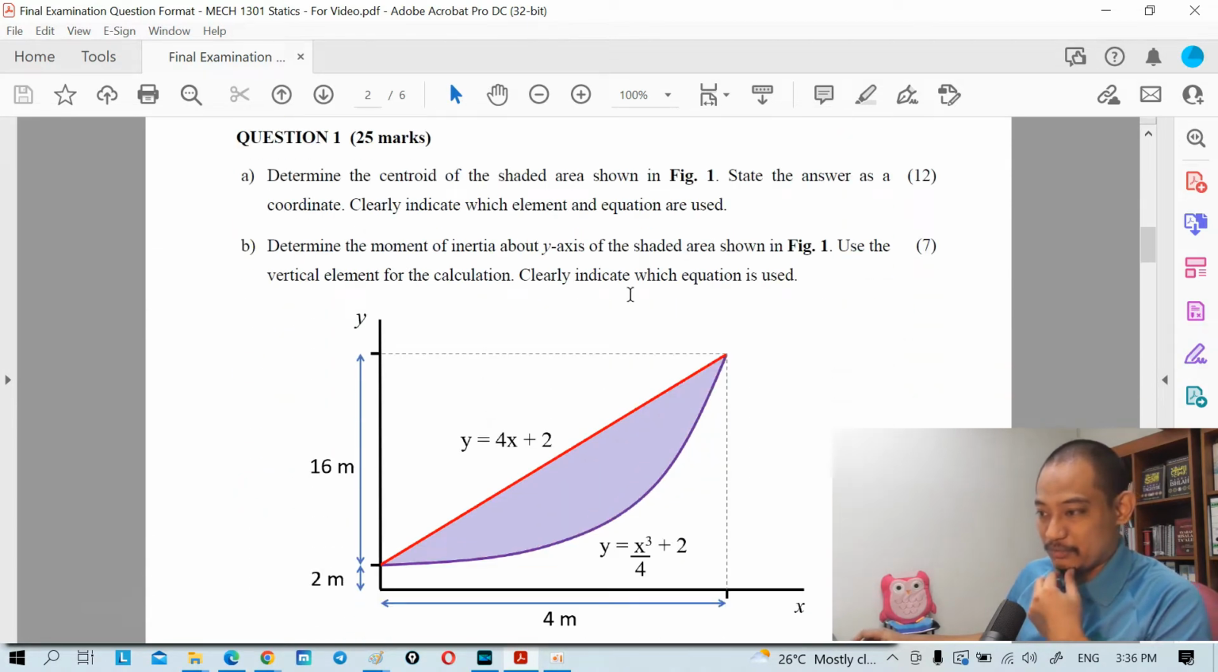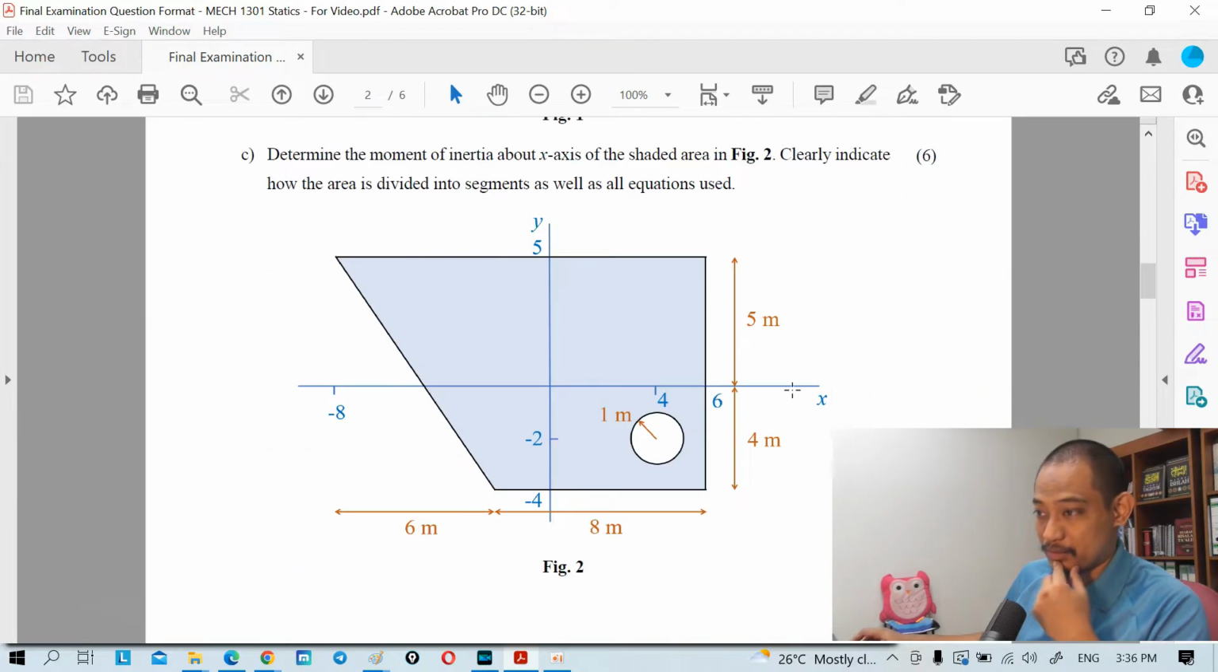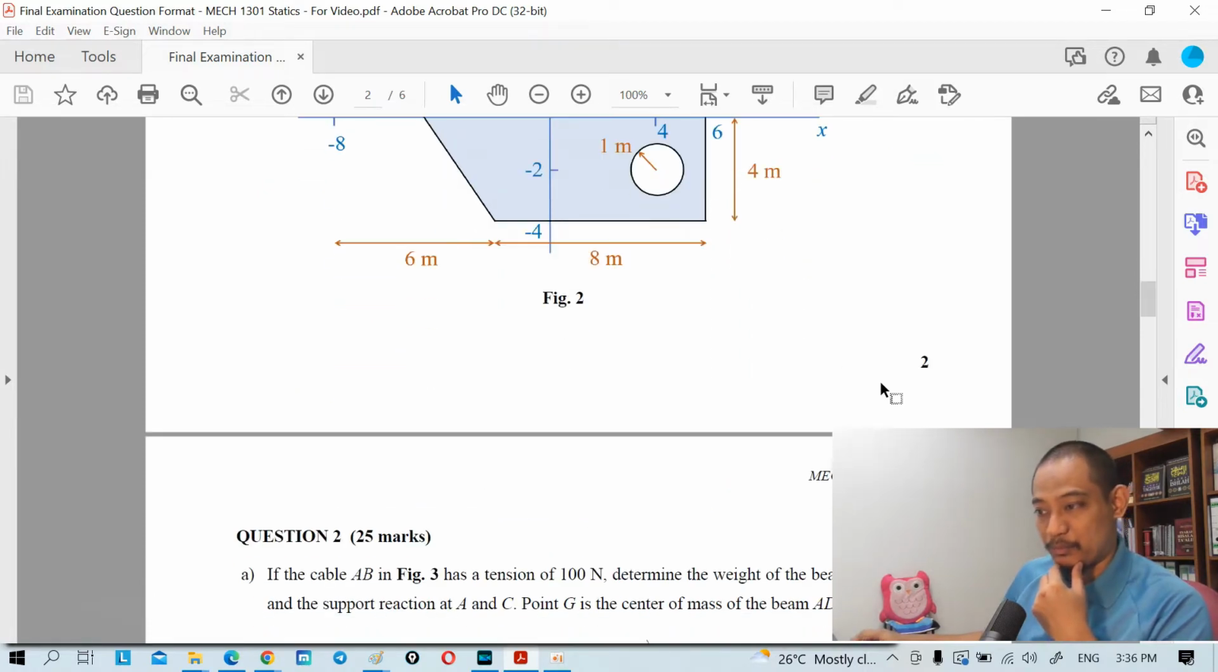Question number 1, we have this question here. It asks for centroid and moment of inertia. Make sure you understand what the question asks. In particular, figure 1 is asking for two things based on the same diagram, so actually it is two different questions. One is asking for centroid, another one is moment of inertia. And this one is asking about moment of inertia for these composite areas. So that's question number 1.